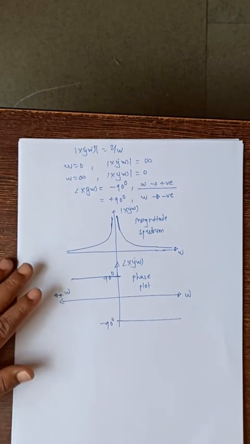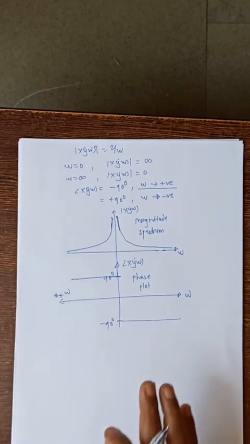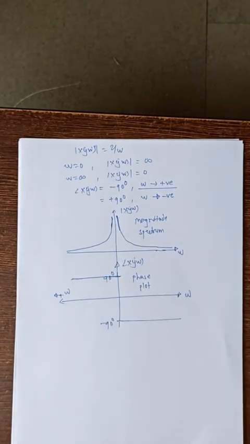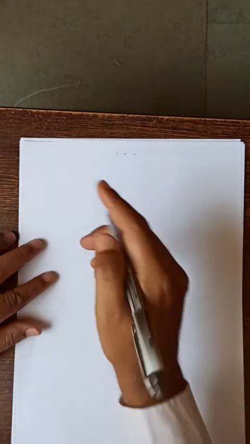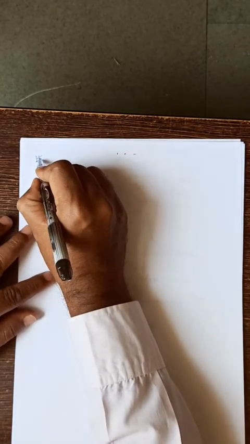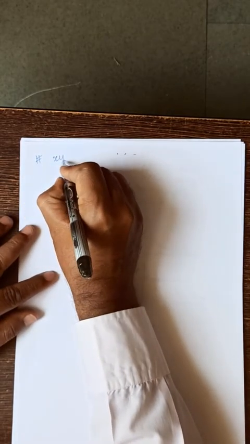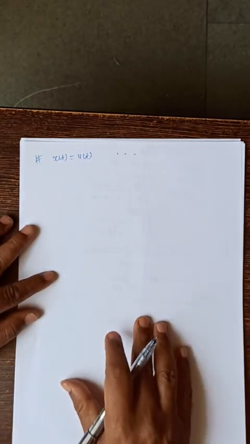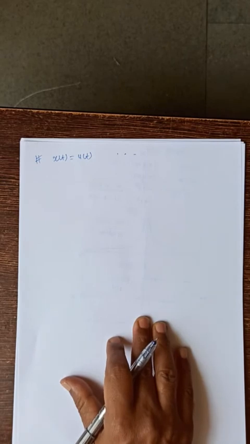Right? So this is the frequency spectrum of sgn(t). One more simple example we'll see. Second example, it is simple. Find the Fourier transform of u(t). u(t) means the unit step.